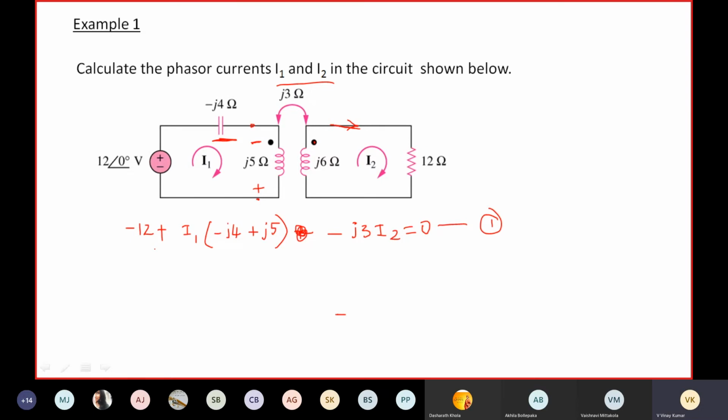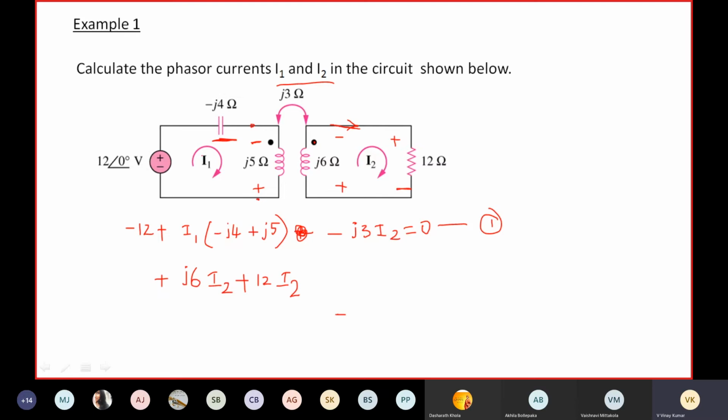Let me write the KVL equation around loop 2. According to the direction of current, we are collecting voltage at this point with respect to this point, plus voltage at this point with respect to this point. So plus j6 I2 plus 12 I2, plus whatever mutual induced EMF in coil 2 because of the current flowing through coil 1.